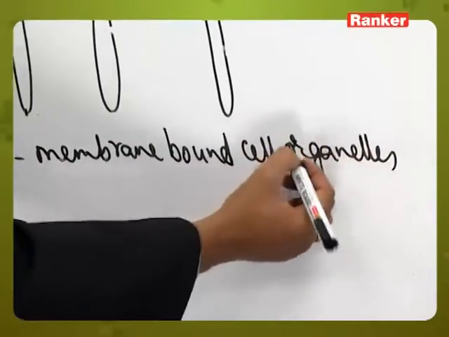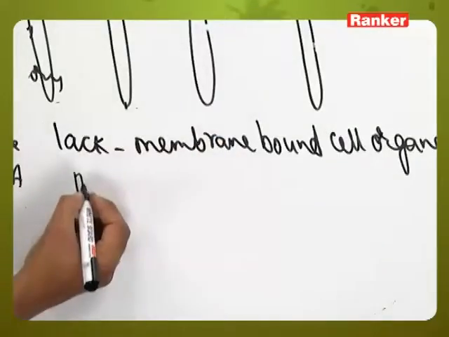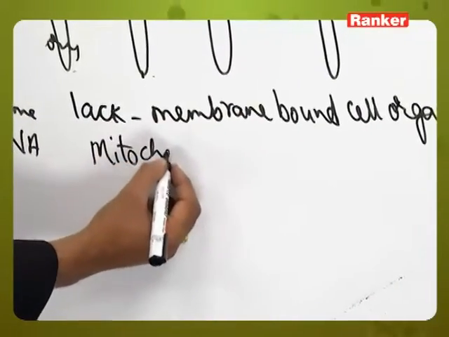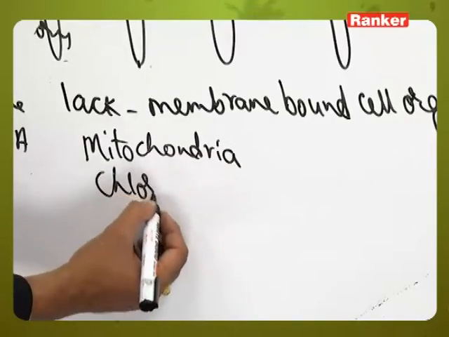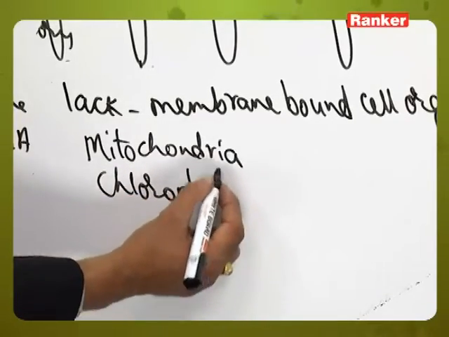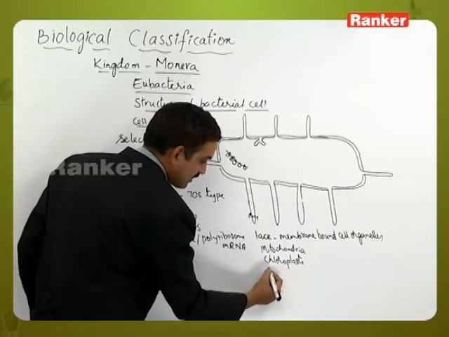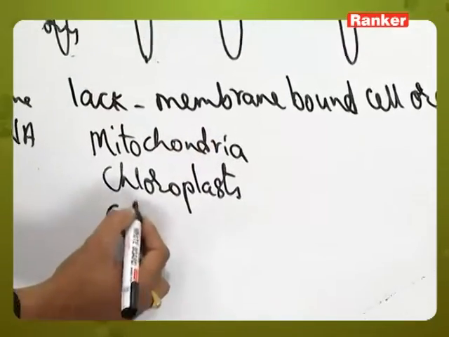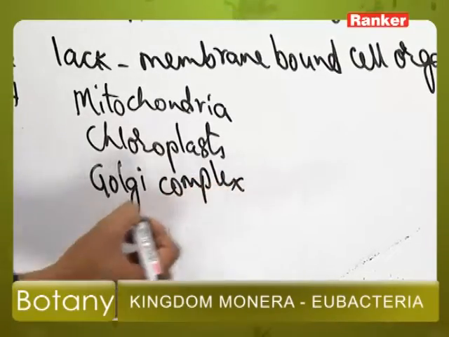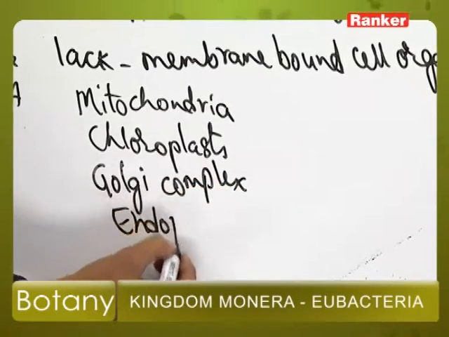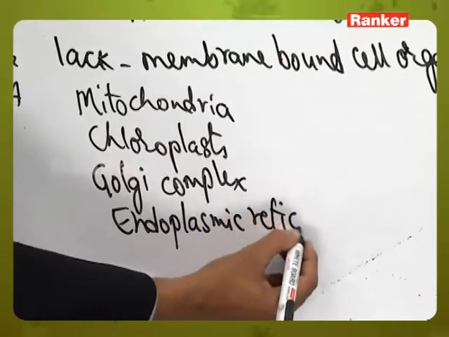So some cell organelles have a double membrane and some have a single membrane. Double membrane cell organelles are like mitochondria, chloroplasts, and single membrane cell organelles are like Golgi apparatus or Golgi complex and endoplasmic reticulum.